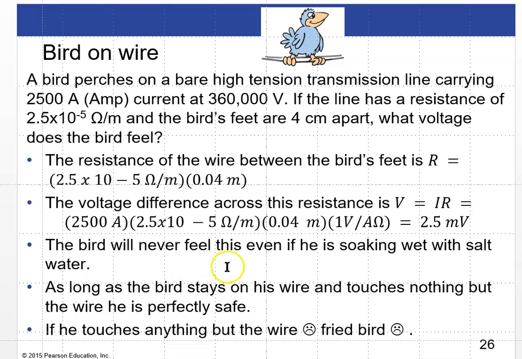The voltage difference across this resistance will be V equals IR. So it's 2,500 amps times 2.5 times 10 to the minus fifth ohms per meter times 0.04 meters. And this is, of course, the units conversion. It's 2.5 millivolts. The bird will never feel this, even if he's soaking wet with salt water. As long as the bird stays on his wire and touches nothing but the wire, he's perfectly safe. If he touches ground while holding on the wire, he'll be a fried bird.